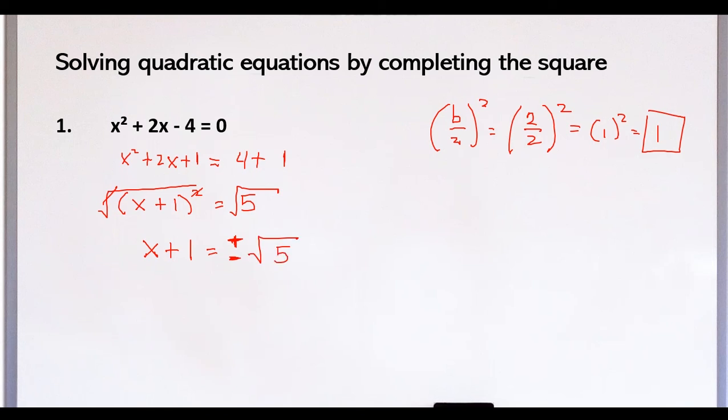Next, we can apply the addition property of equality. So we have here x equals, since we need to look for the value of x, negative 1 plus or minus square root of 5. Now these are our solutions for this kind of problem: x equals negative 1 plus square root of 5, or negative 1 minus square root of 5.